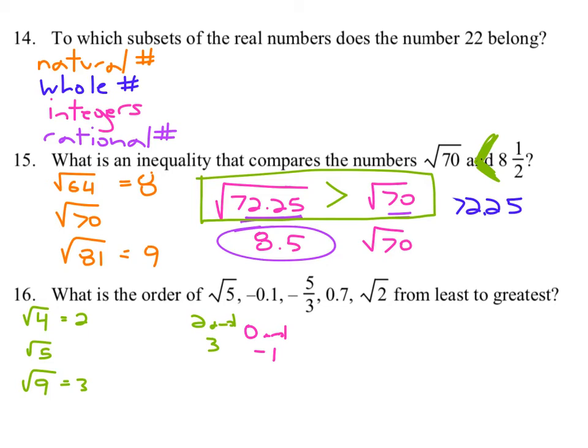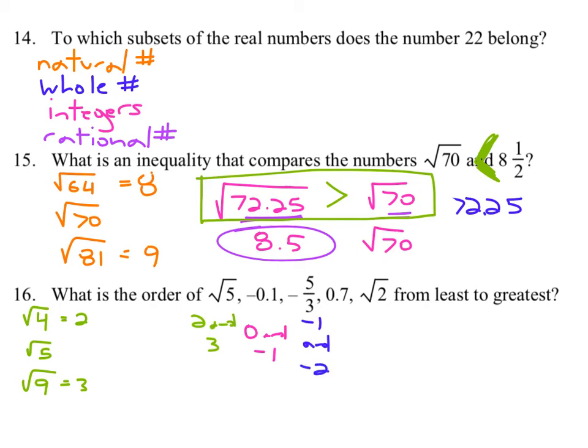Negative 5/3. Let's examine that one. Well, negative 5/3 is between negative 3/3, which is negative 1, and negative 6/3, which is negative 2. Negative 5/3 is right between them. So that's between negative 1 and negative 2, just going on what the integers are around it.